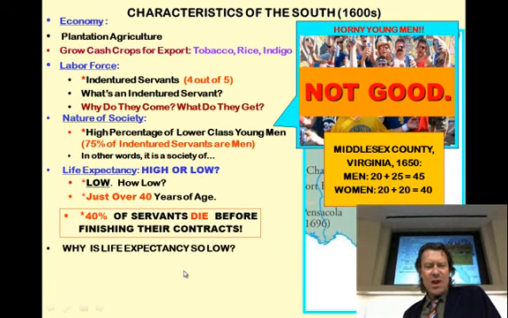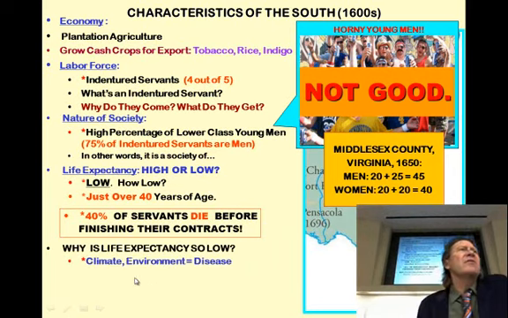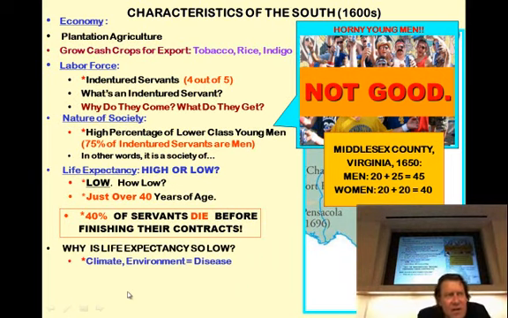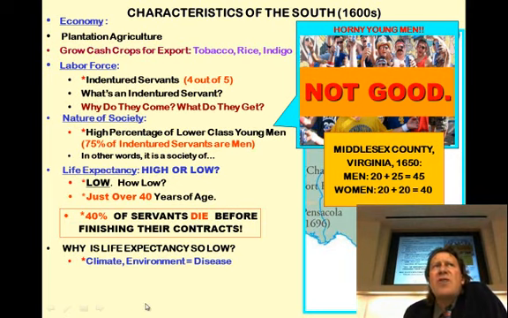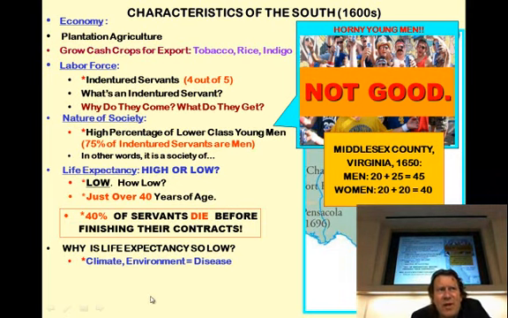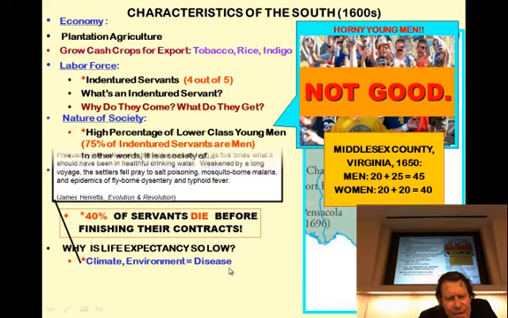Now, you could ask, why is life expectancy so low? Well, these things are going on down there in the Chesapeake region in particular. The climate is humid and hot. It's not exactly tropical, but it's warm and humid. I talked about how from the very earliest settlements, the high water table, the presence of swampy land, mosquitoes, malaria, and bad water full of salt that people continued to drink was killing people.